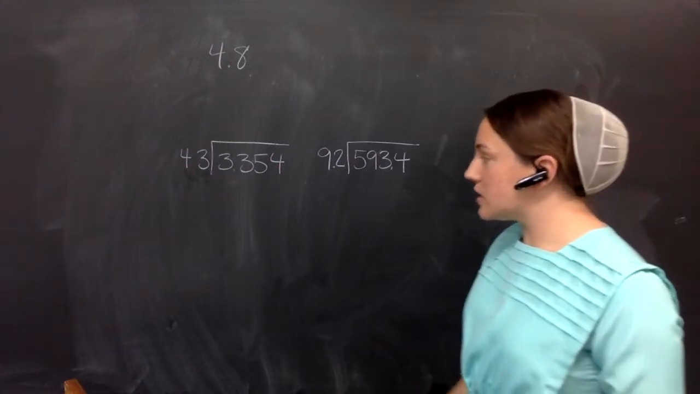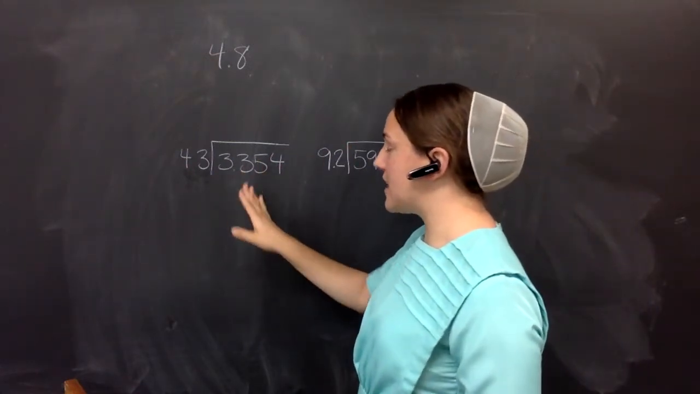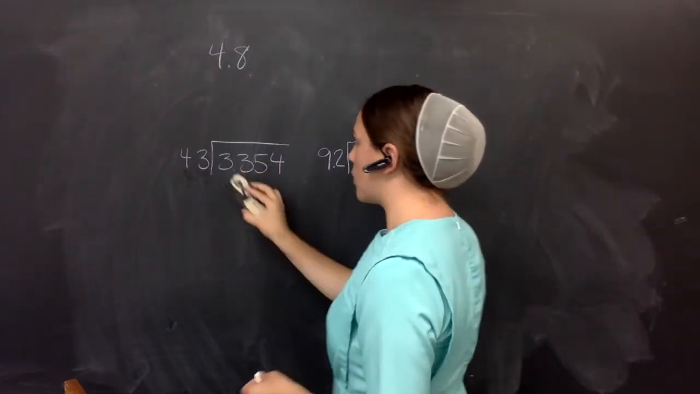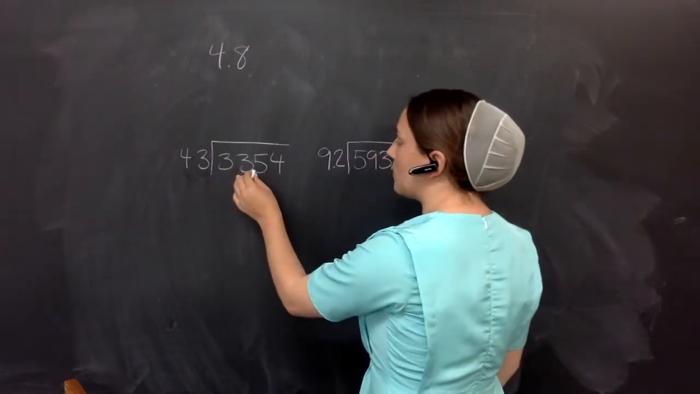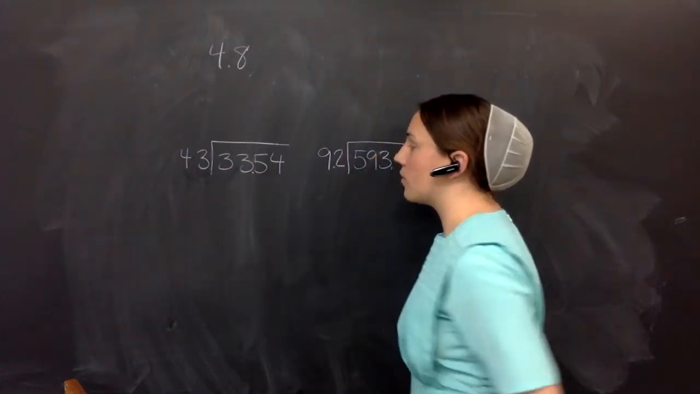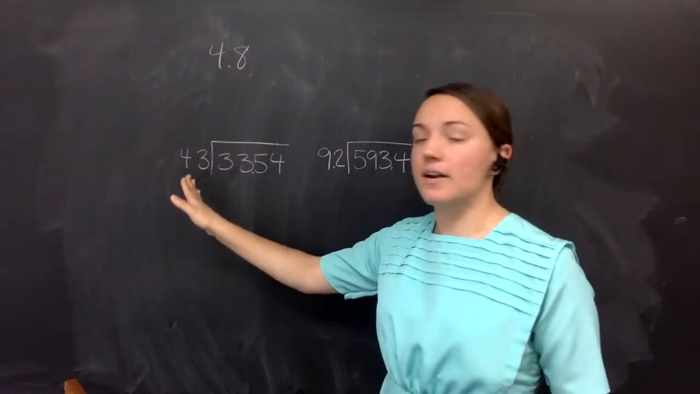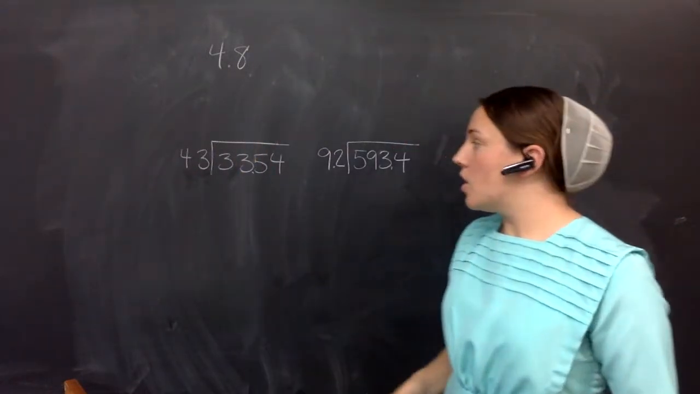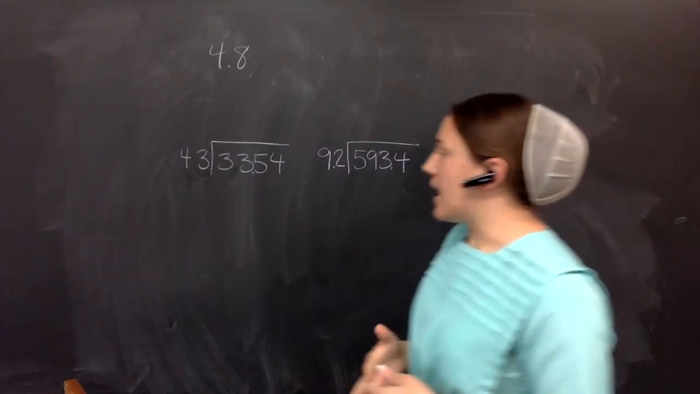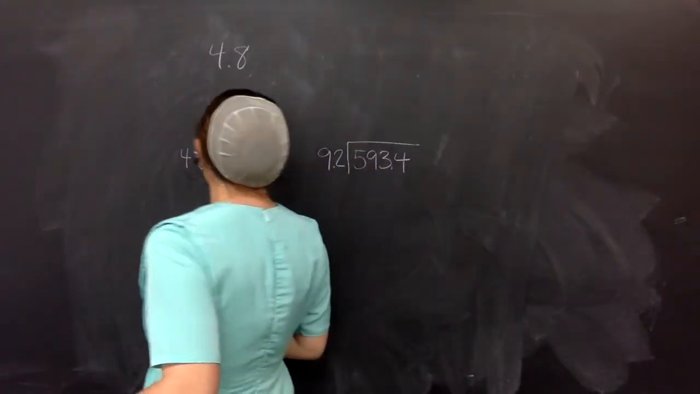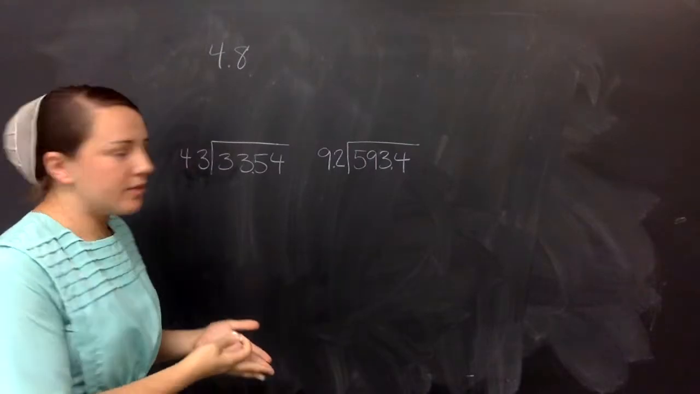So now we also need to multiply our dividend by 10. So that means that we're going to move our decimal point 1 place to the right as well. Now we can divide because we do not have a decimal point in our divisor anymore. So let's go ahead and divide now. We'll take 335 divided by 43.